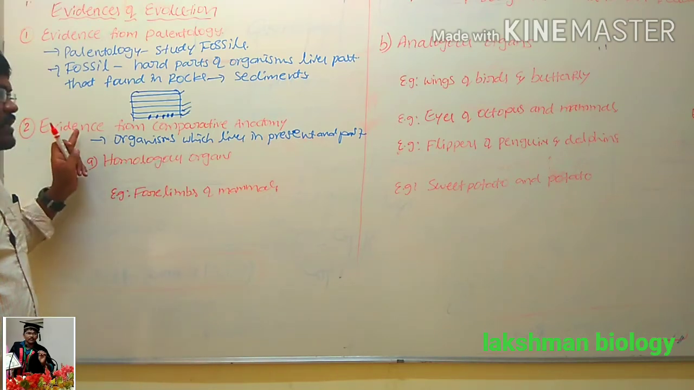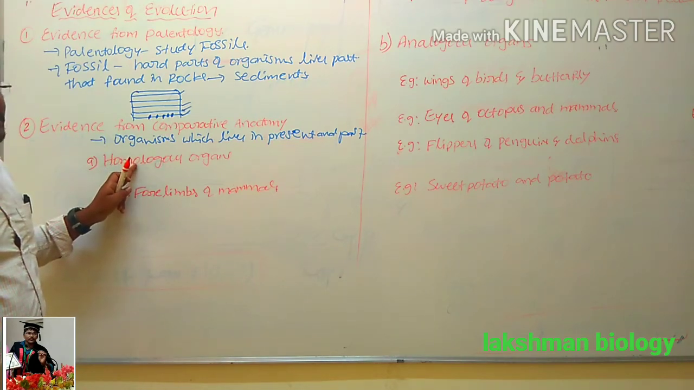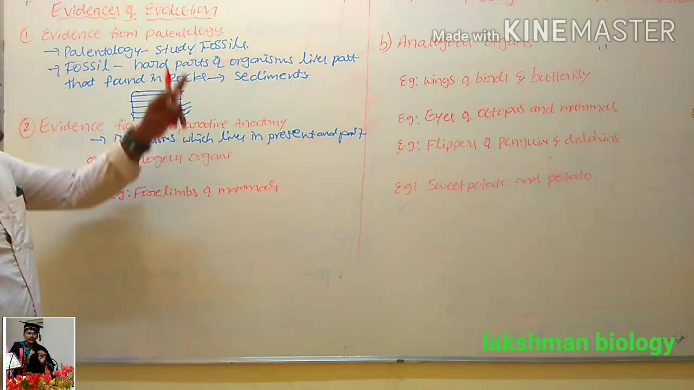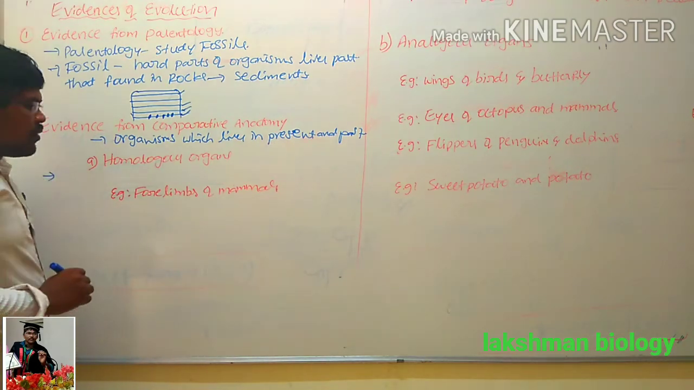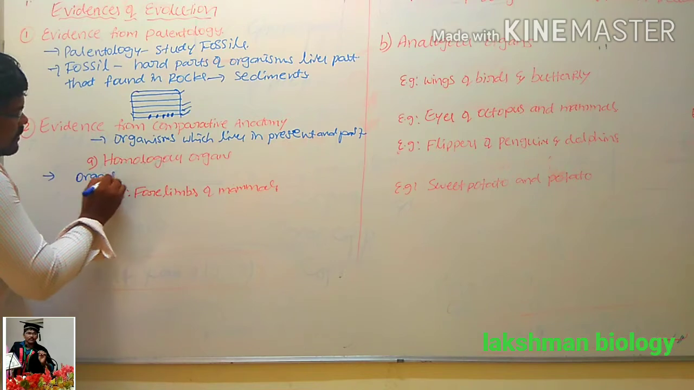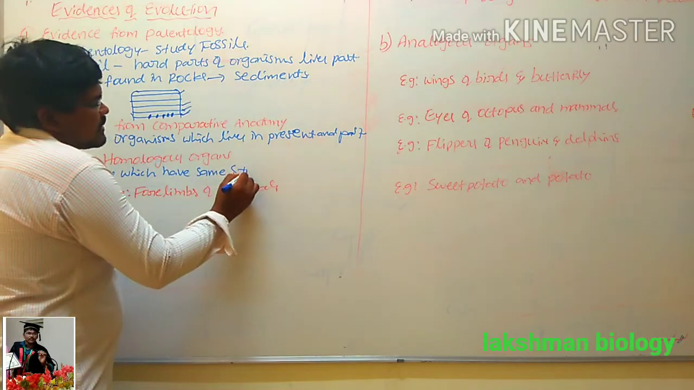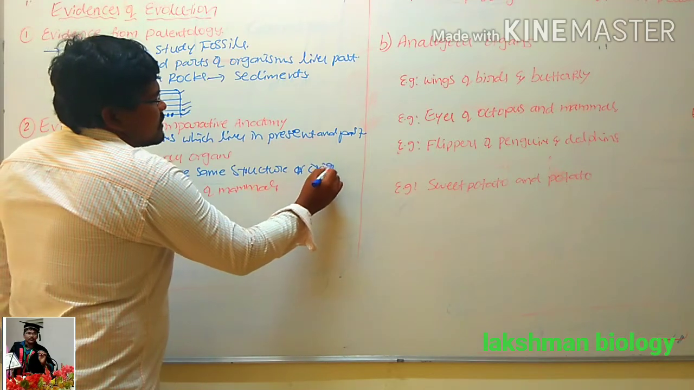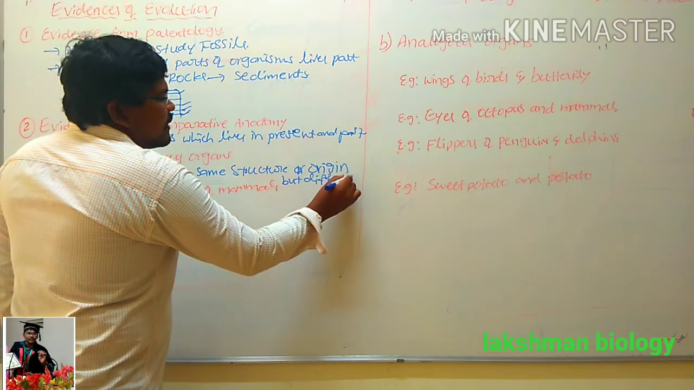We can study evidence from comparative anatomy by using homologous organs and analogous organs. First, we have to discuss homologous organs. After that, we have to discuss analogous organs. First, we will see the definition of homologous organs. Homologous organs means the organs which have same structure or origin, but different function.